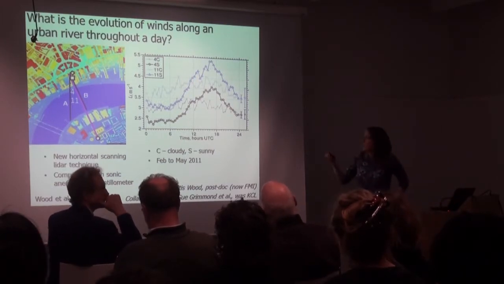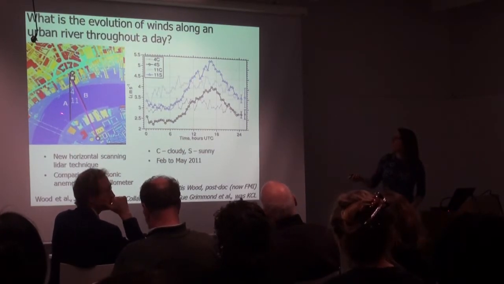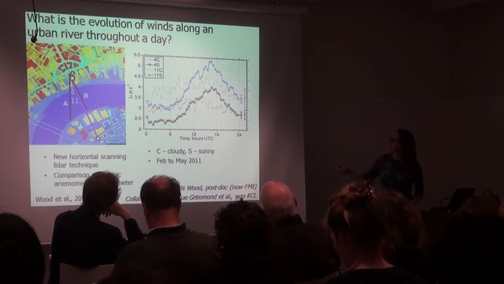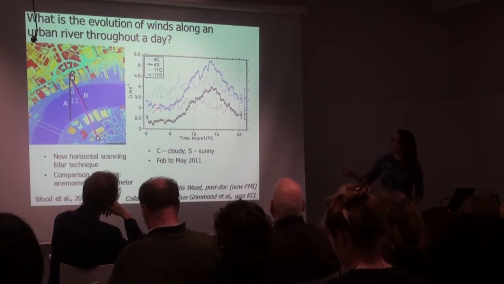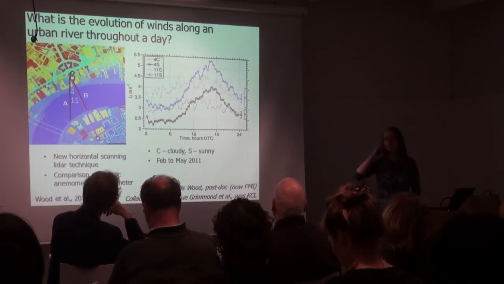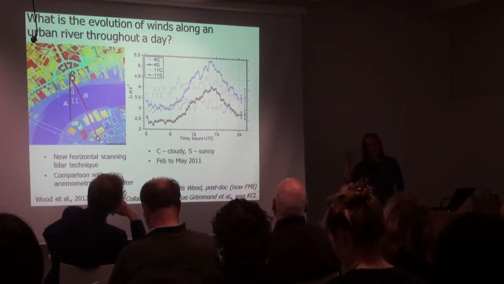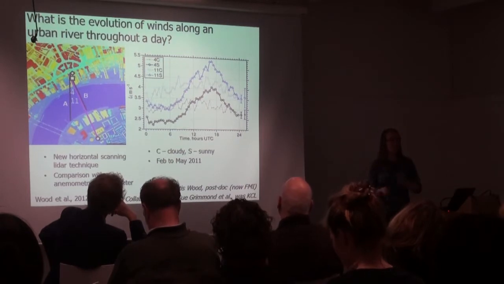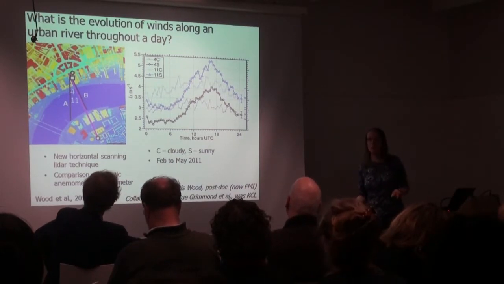And what we found, just to sum it up, is that on a sunny day, the wind actually increases at the center of the Thames by a factor of about 4 to 6%. So we have, again, a natural ventilation of the city due to the fact it's heating up.